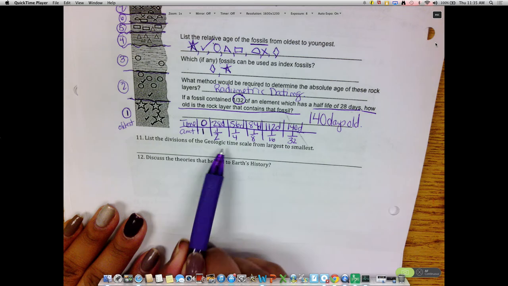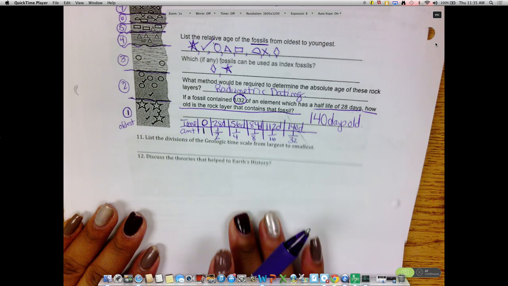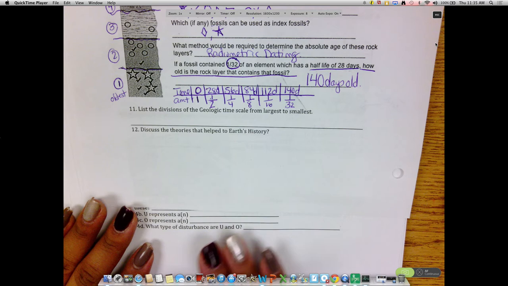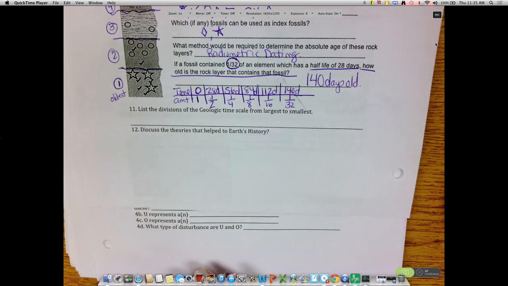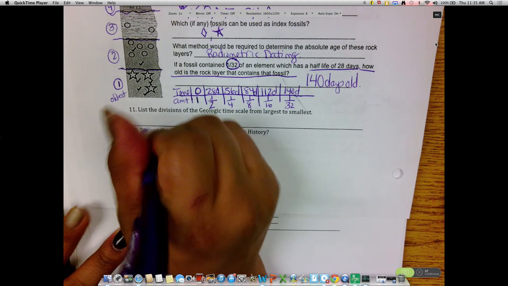List the divisions of geologic time scale from largest to smallest. We're not talking about the specific Precambrian and the Mesozoic and things of that nature. Those are smaller portions. We're talking about the actual divisions. We have one big division, which goes down to another one, which goes down to another one. What are those? You should look in your notes because we called them divisions of the geologic time scale. Eon is the largest.